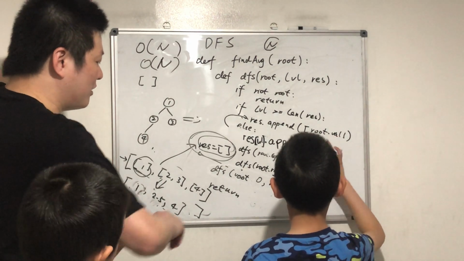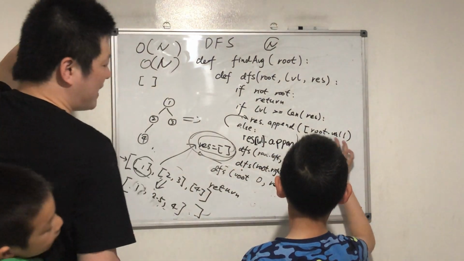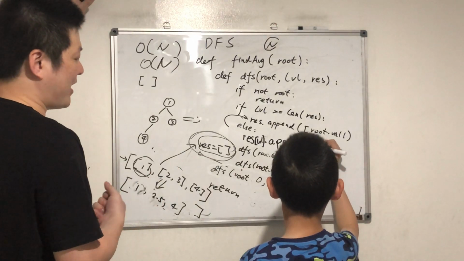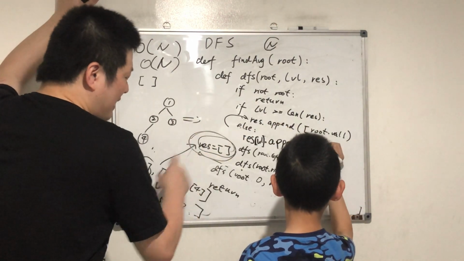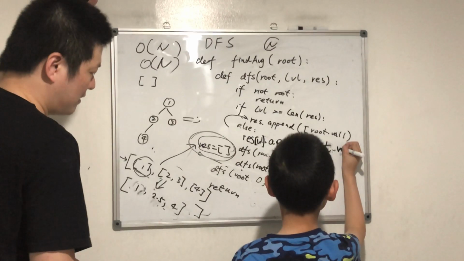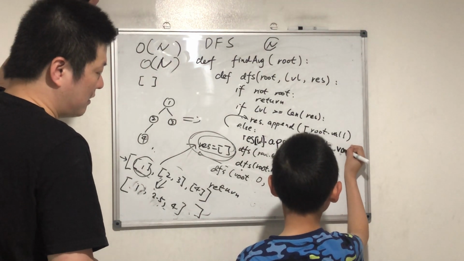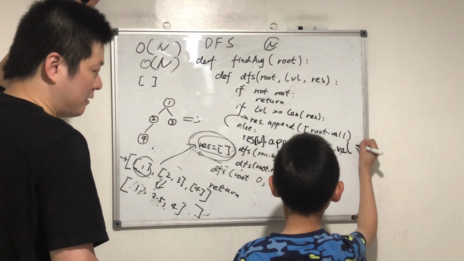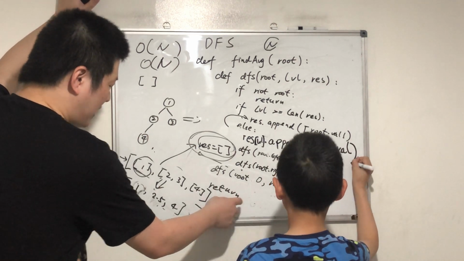No, you don't need to append the list. You're appending the value, right? The first time is appending a list. Does it make sense? Root value. Right? And what's here? Return what? I have the level.